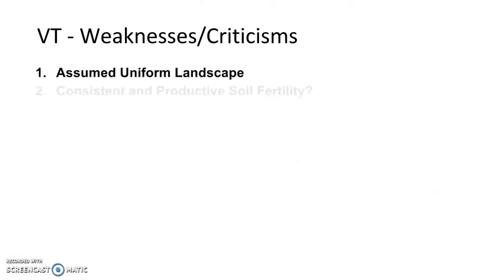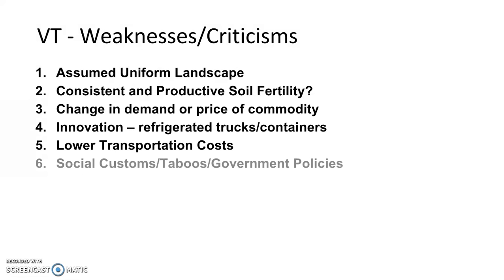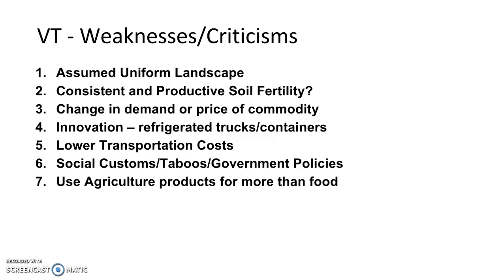Let's talk about the weaknesses, the criticisms of this model, why it no longer applies in the world today. You don't see those same rings and that same format when you look at commercial agriculture in the world today. That's because during his time, they assumed a uniform landscape, that you'd have those same rings outside of every market or central city because there's really no barrier like mountains or rivers or lakes. We know that that's not true. Also, he assumed that there'd be consistent and productive soil quality and fertility throughout, which is completely untrue.